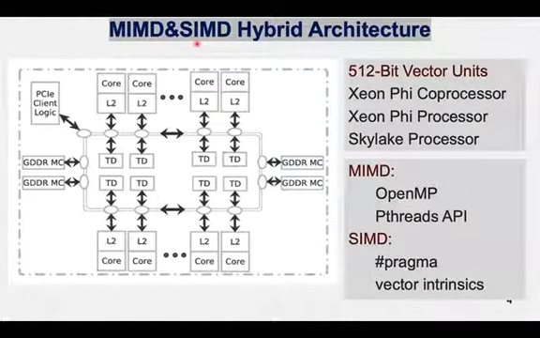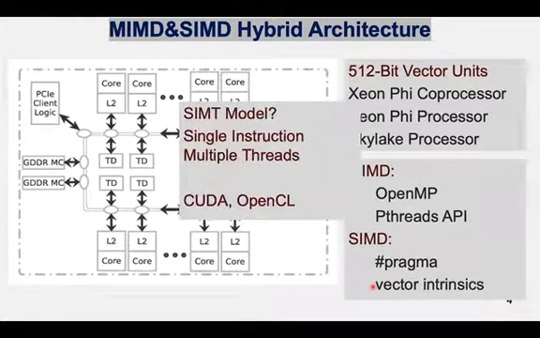To get the maximum performance, programs running on hybrid architectures require the use of both CPU cores and their vector units. To exploit the CPU cores, we need to use MIMD programming models such as OpenMP and the pthreads API. To utilize the vector units, we either use compiler-based pragma directives or perform manual vectorization with vector intrinsic functions. However, such a programming model is tedious and error-prone.